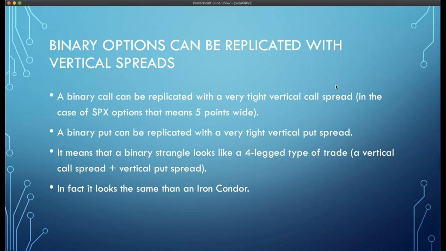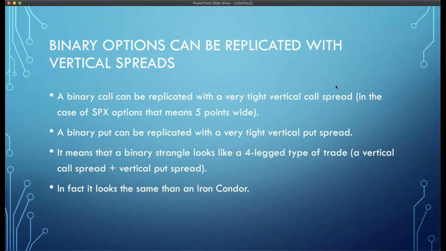And when I mention tight, you notice that I use the word tight vertical. It means it has to be the minimum amount of width possible. So in the case of S&P 500 options, it is 5 points. So that's it. So how does a binary strangle look then? It looks like a four-legged trade. It's a trade that is a combination of two verticals. There is a vertical call spread with a vertical put spread.